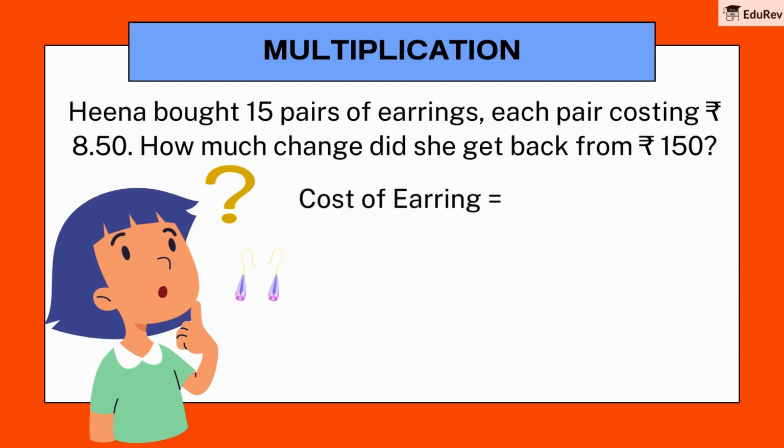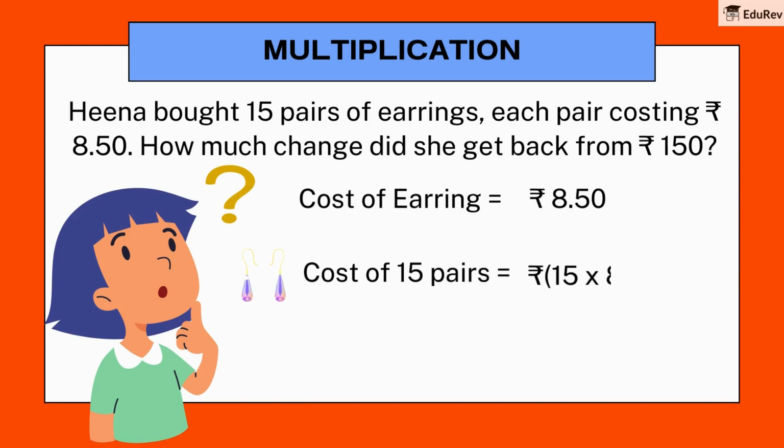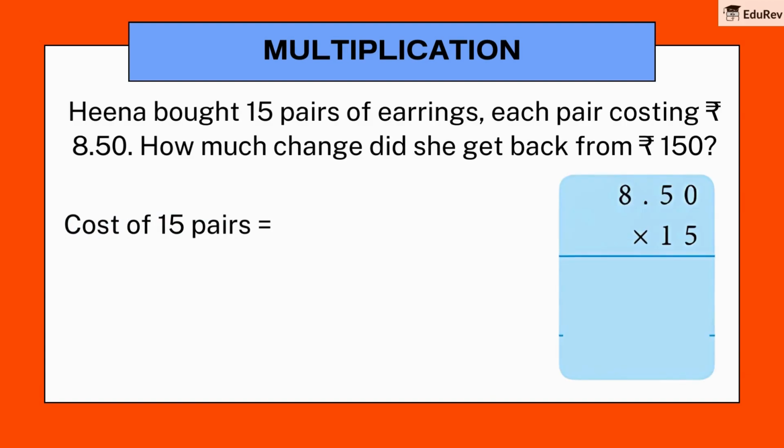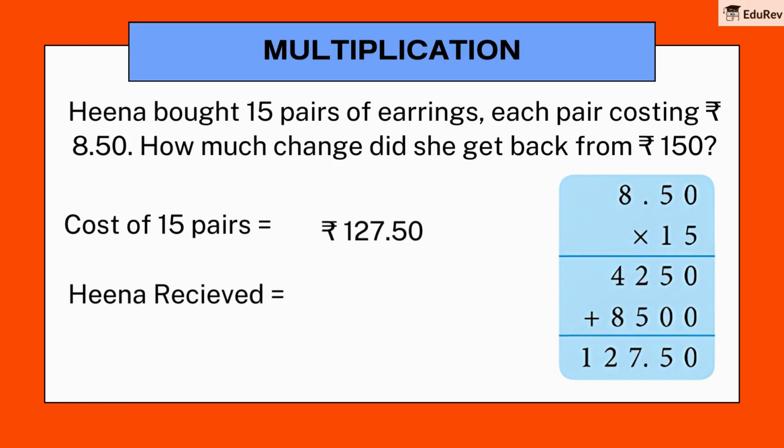Cost of one pair of earrings equals 8.5 rupees. So the cost of 15 pairs will become 15 into 8.5 rupees. We will multiply. First arrange these and multiply as follows. We get the answer as 127.5 rupees. So subtract 150 minus 127.5. We get 22.50 rupees.